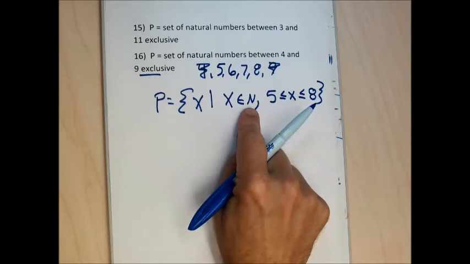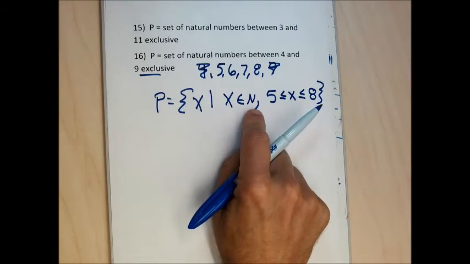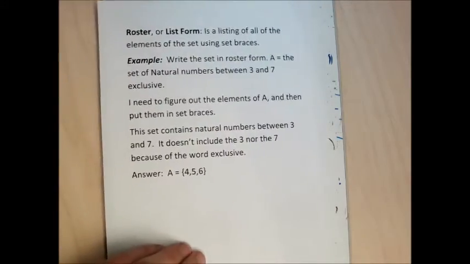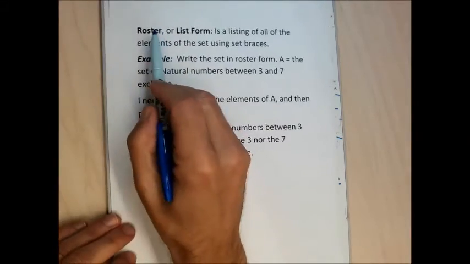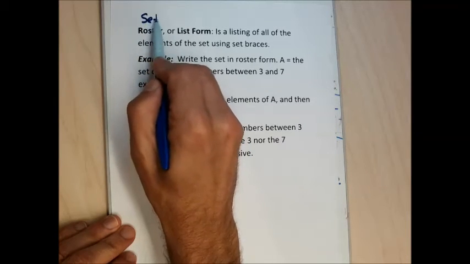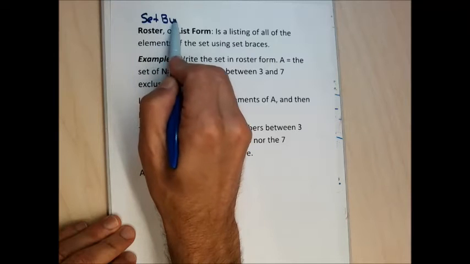So this was a word description. This is a set builder notation. We've done roster form, but not a lot of problems with roster form. This is the last thing we're going to need to do in this section. So roster is the third way. So we have set builder notation as a way to define a set.